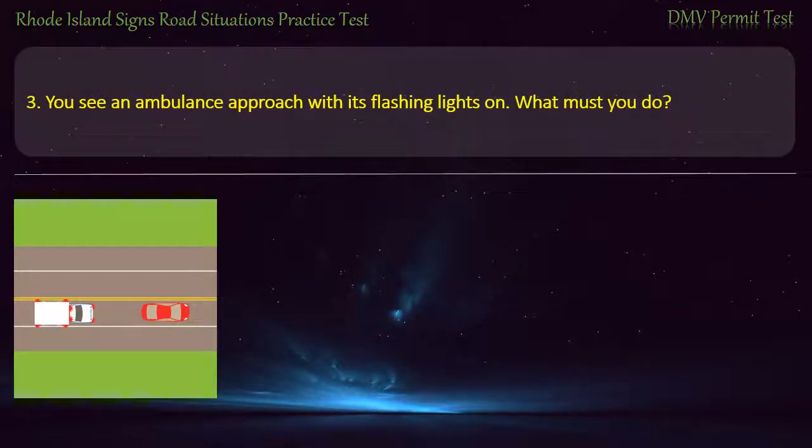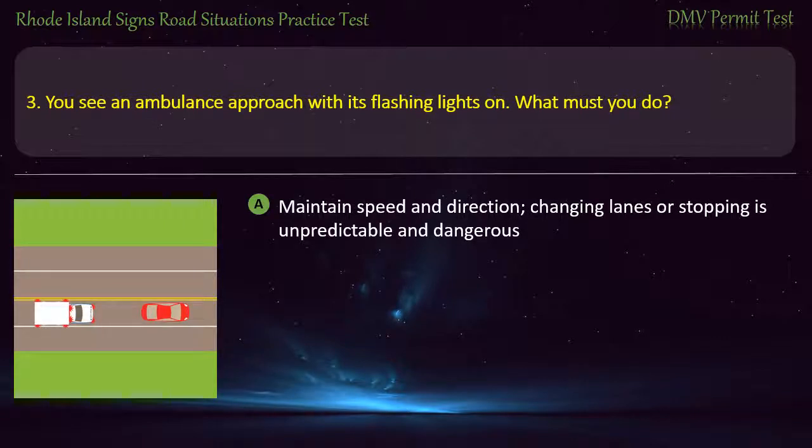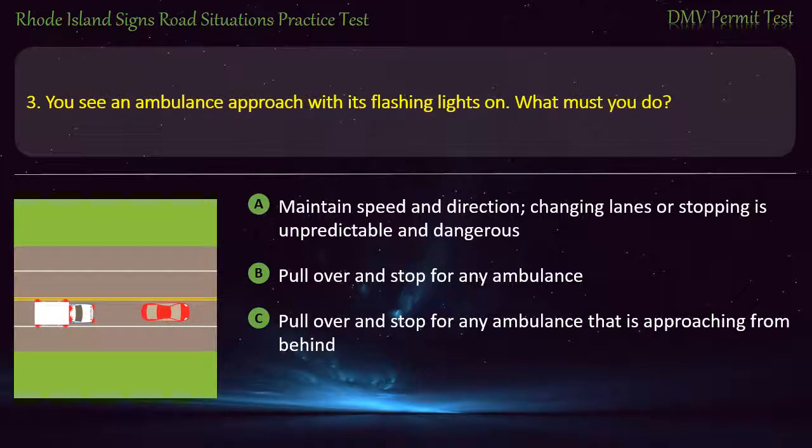Question 3. You see an ambulance approach with its flashing lights on. What must you do? Maintain speed and direction. Changing lanes or stopping is unpredictable and dangerous. Pull over and stop for any ambulance. Pull over and stop for any ambulance that is approaching from behind. Slow down. Answer. Pull over and stop for any ambulance.